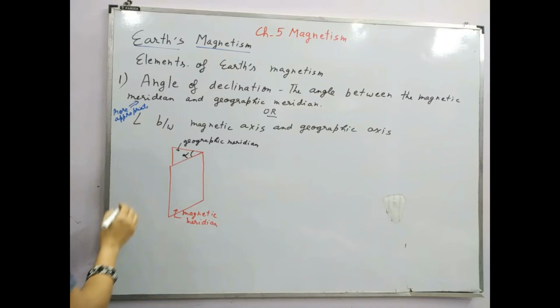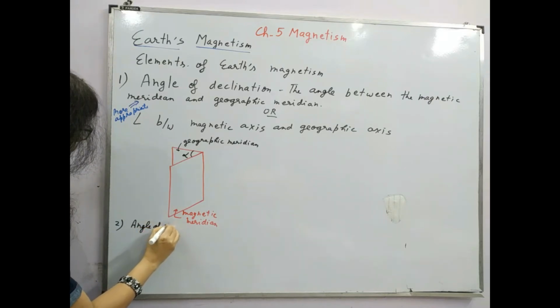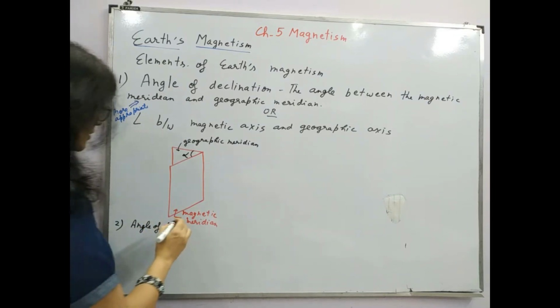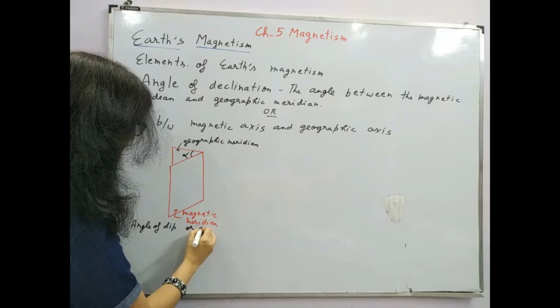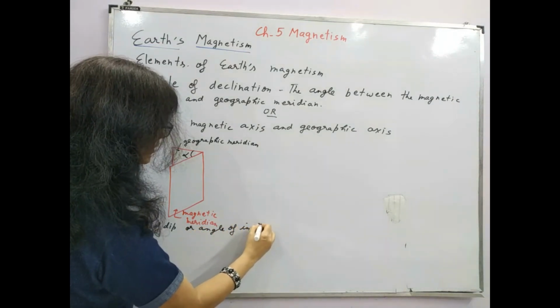Now the second important element is the angle of dip, and this is also called the angle of inclination.